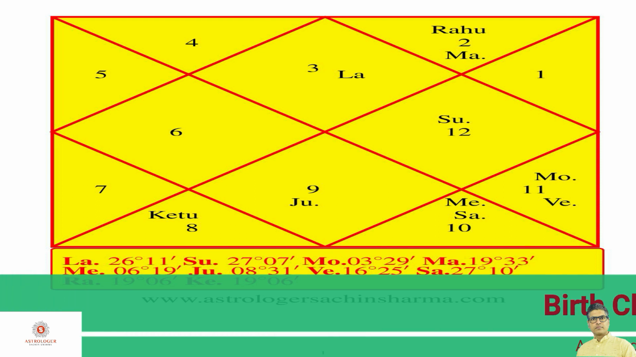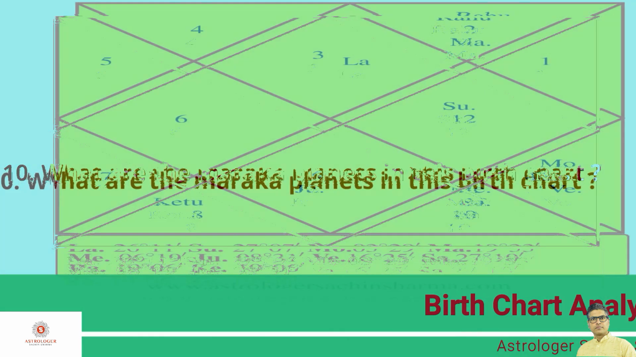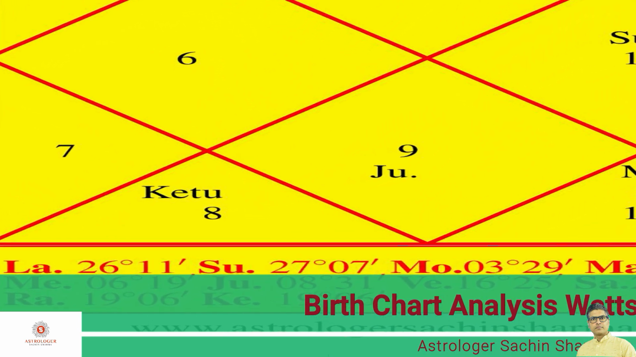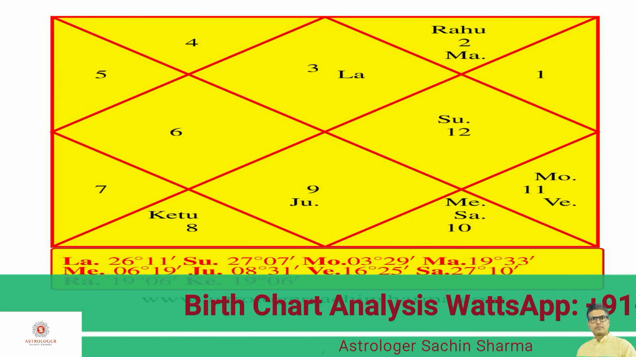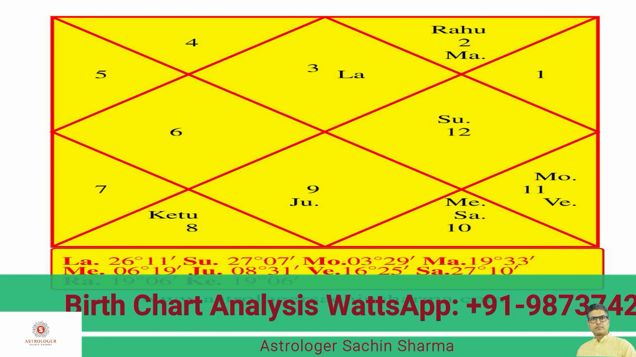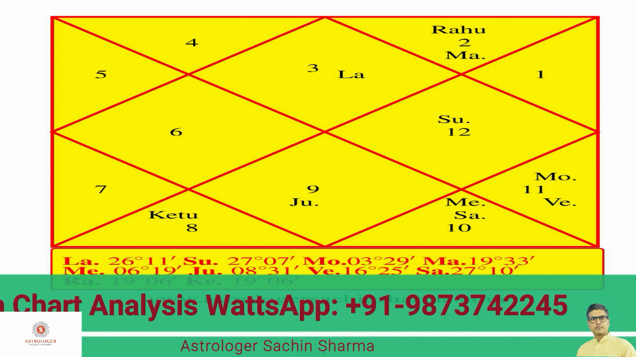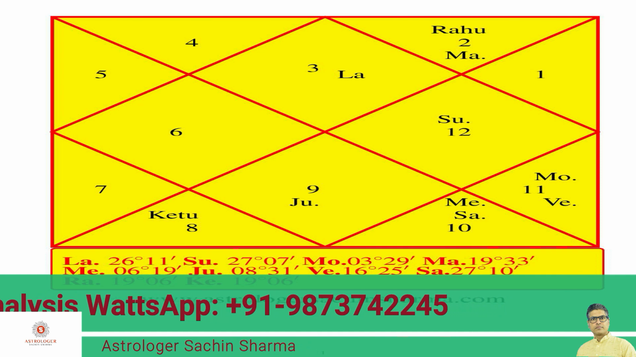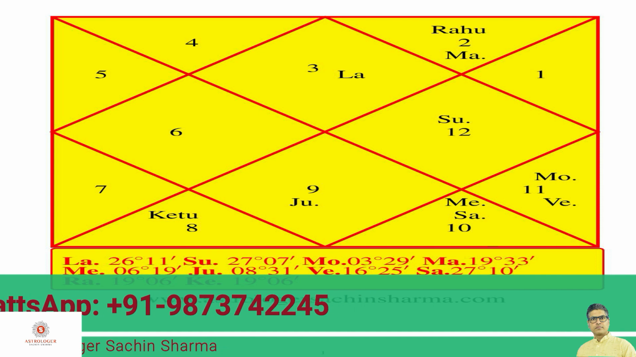Next question. What are the Marka planets in this birth chart? So here first we can see that in the 6th house number 8 is written, and Mars is there. Therefore Mars is a Marka planet here. Can we see whether Mars is also the lord of the 1st house, 5th house or 9th house? Here we can see that Mars is not the lord of the 1st, 5th or 9th house. Therefore Mars is the Marka planet in this birth chart.